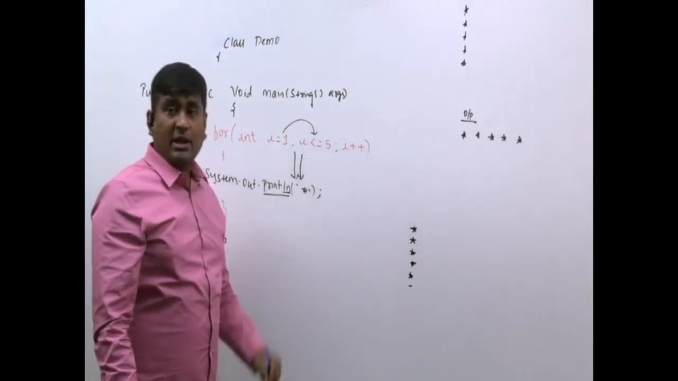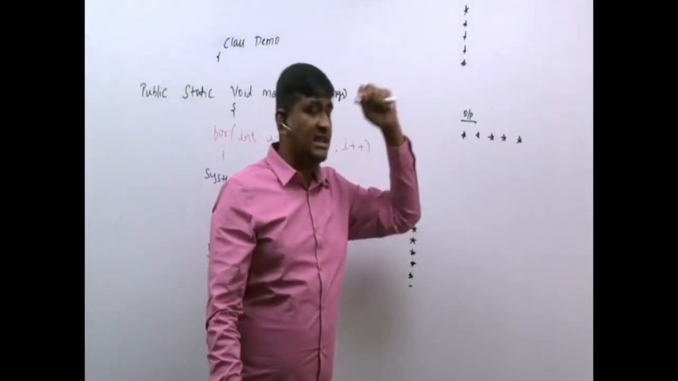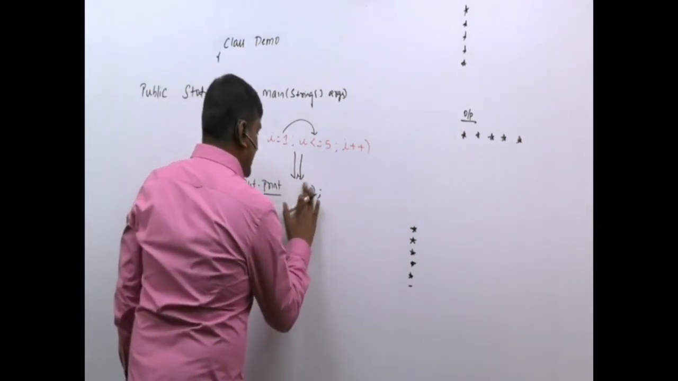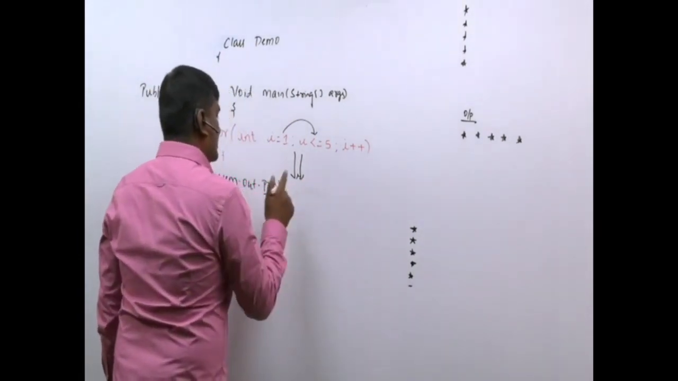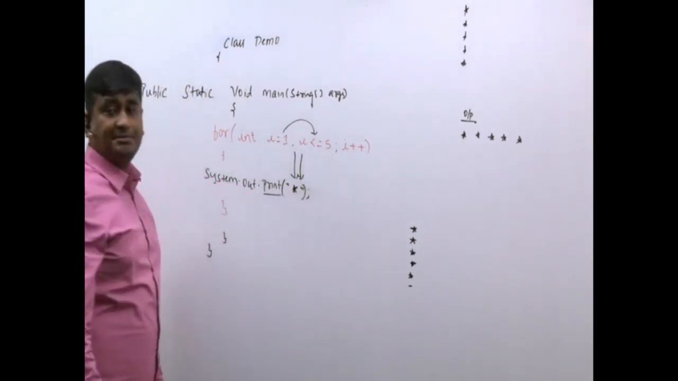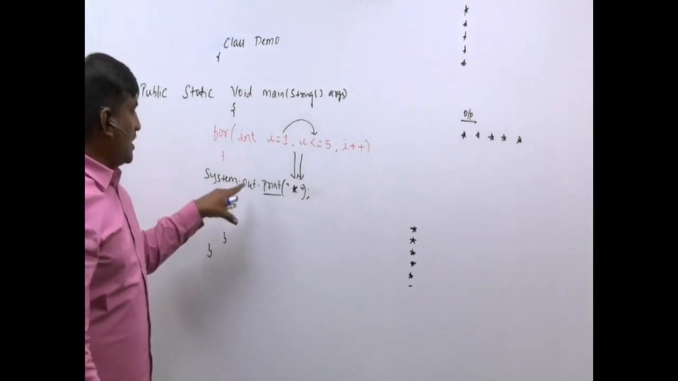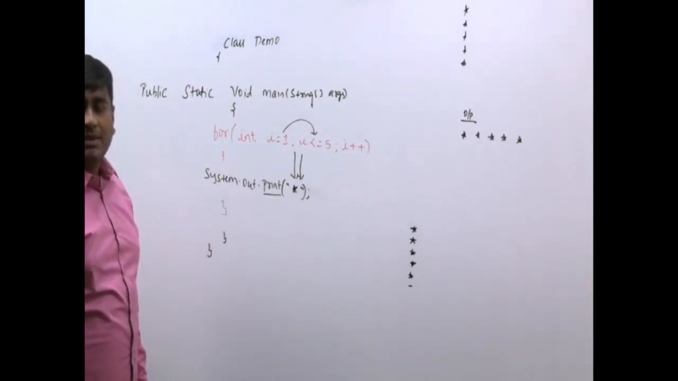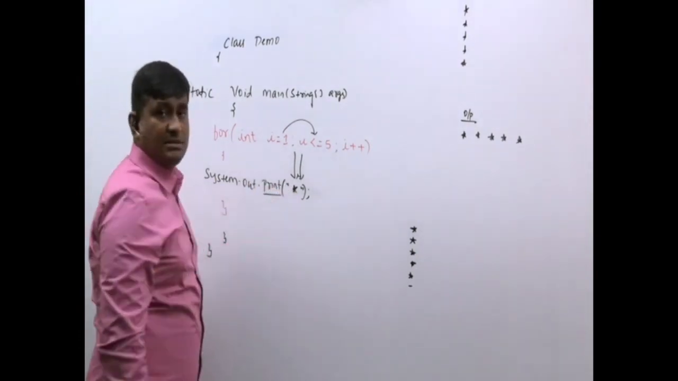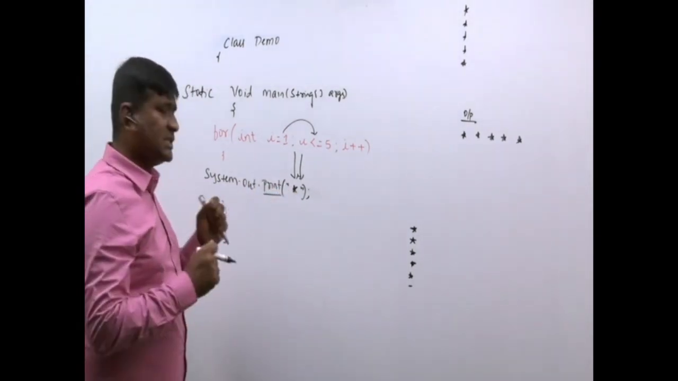But I don't want to do like that. I want all the stars to be present in the same row. How to do that, sir? Very simple. Instead of println, I should just write print, like that. That's all. System.out.print, like that. And whatever you want to display as it is, you put inside the double quotes.